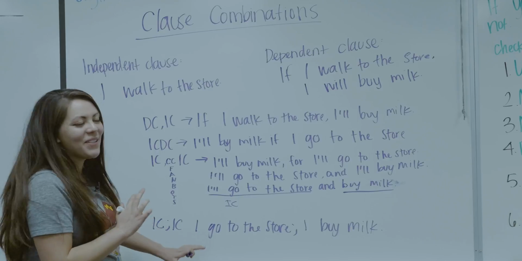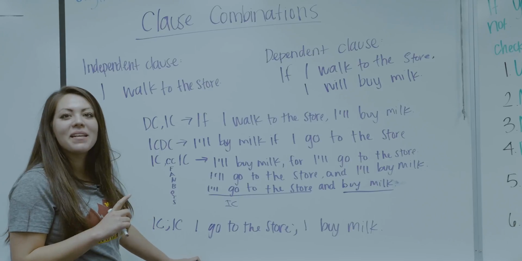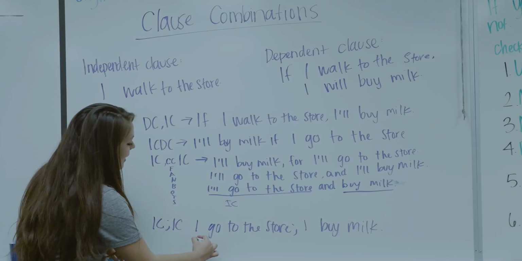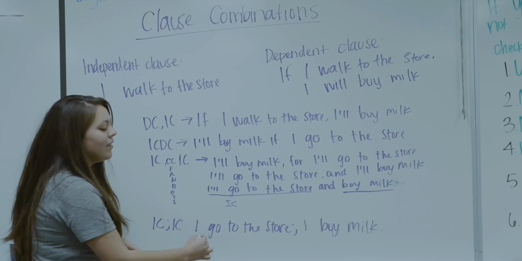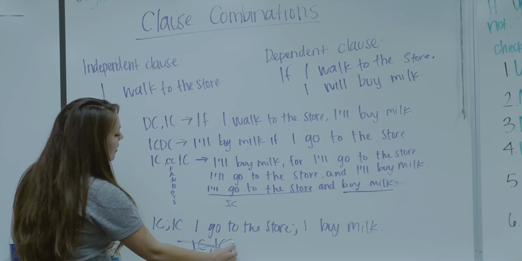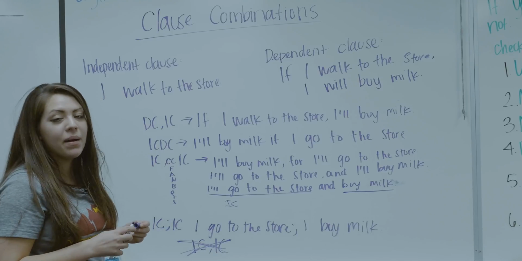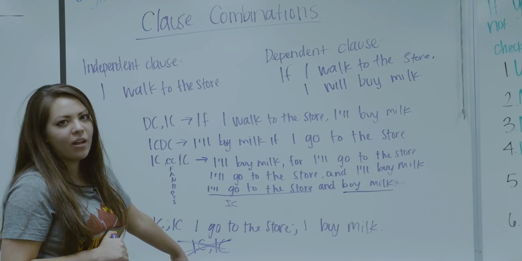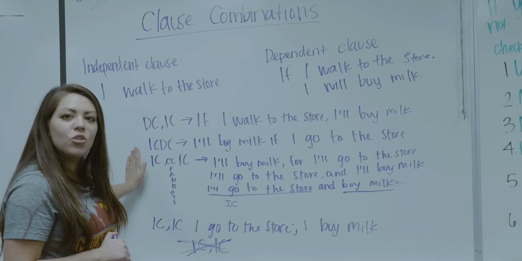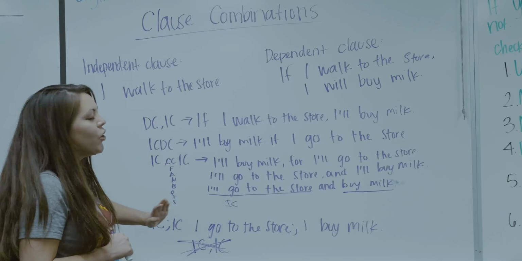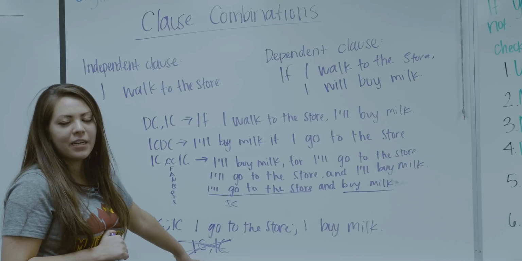Okay, now to the exciting part. If you remember nothing else that Ms. Christensen teaches you, remember that this, IC, comma, IC, is never, ever a correct way to combine two independent clauses. This is what we call a sentence run-on. Now that you know 4 ways to correctly combine independent and dependent clauses, you will avoid ever writing a sentence run-on.